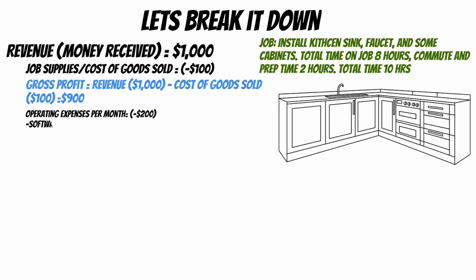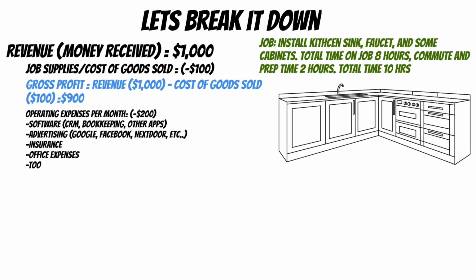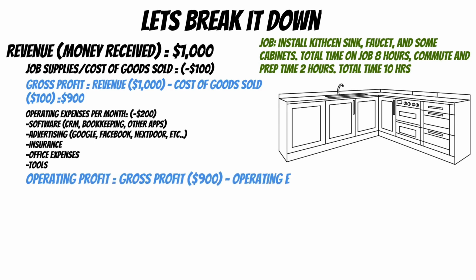And I'm making the assumption that you only do one job a month, so all your operating expenses are going against this one particular job. In reality, you'd spread it out across multiple jobs. But for your operating expenses, you have your software, advertising, insurance, office expenses, and so on. That's the next expense to come out. If you take that out, you end up with your operating profit. So you take your gross profit of $900 minus your operating expenses, and you're left with $700.